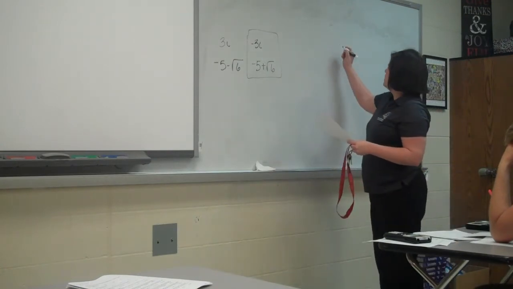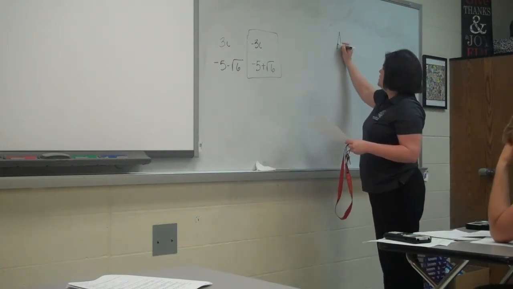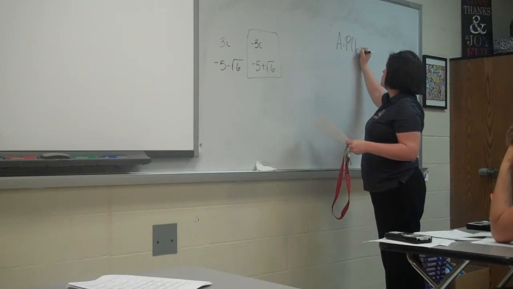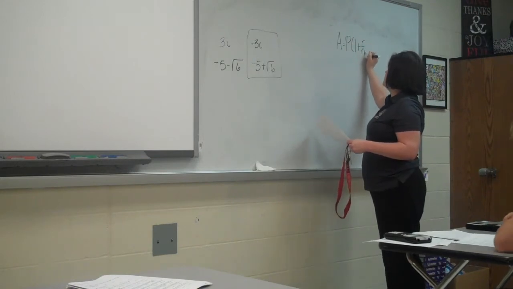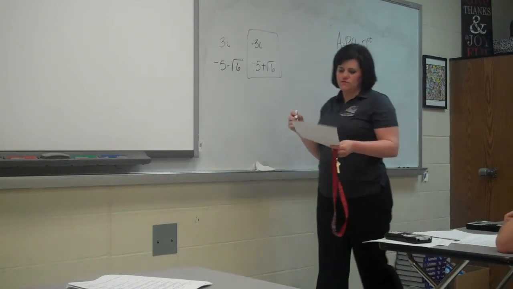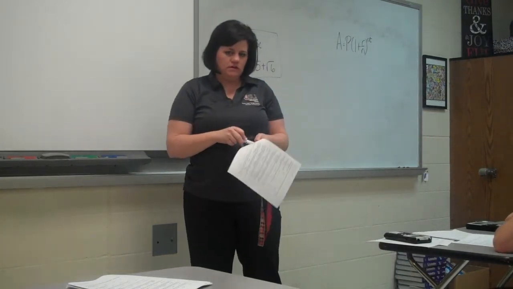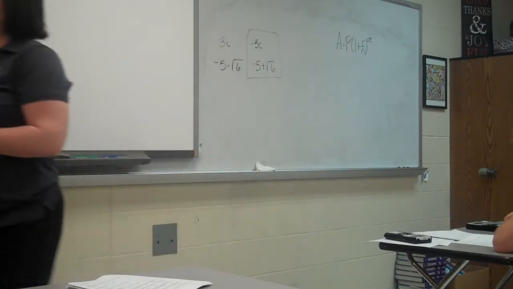Okay, here's the formula, and I'll give this to you tomorrow. A equals P times 1 plus R over N to the NT power. So take a minute, see if you can figure out where to plug in the amounts. I'm going to unlock this door.